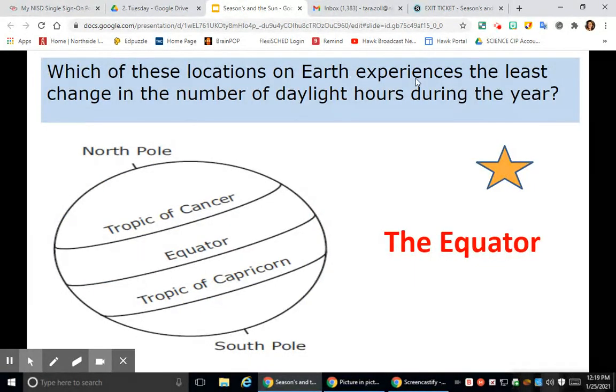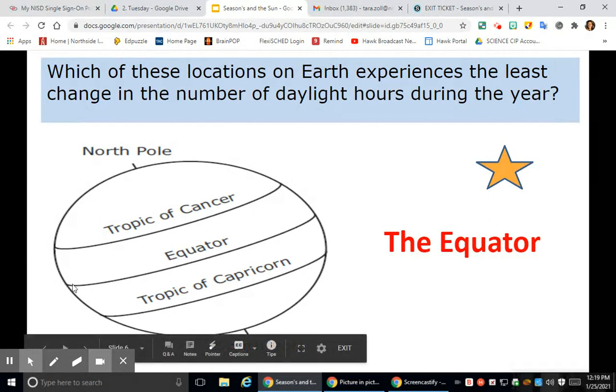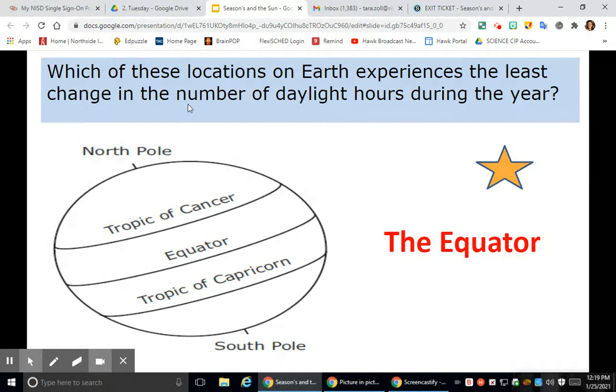Which of these locations on Earth experiences the least change in the number of daylight hours during the year? And of course, the equator receives the least change in number of daylight hours.